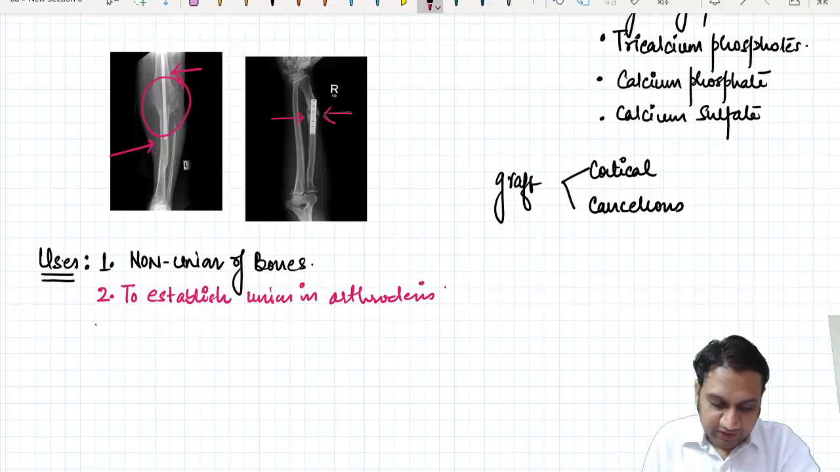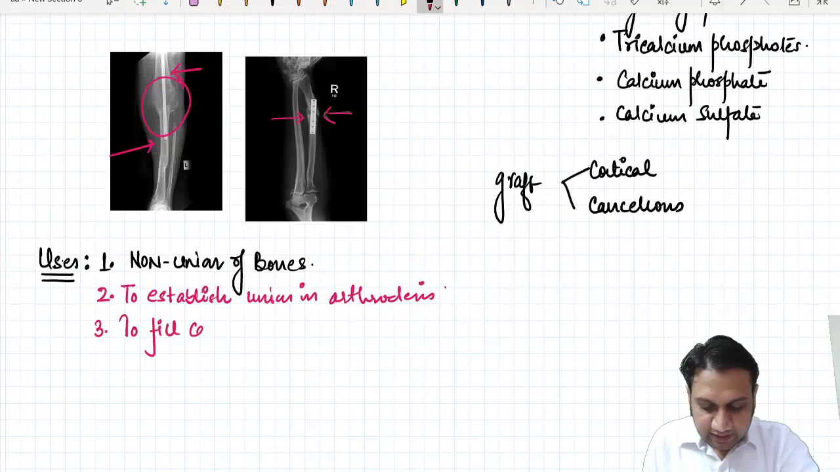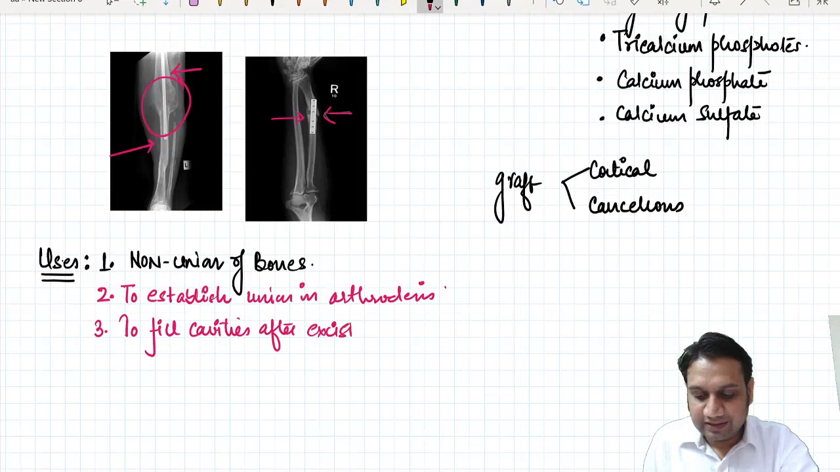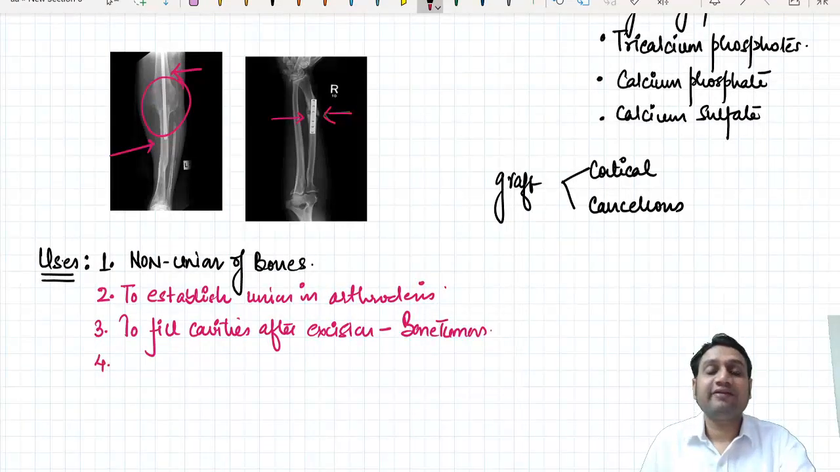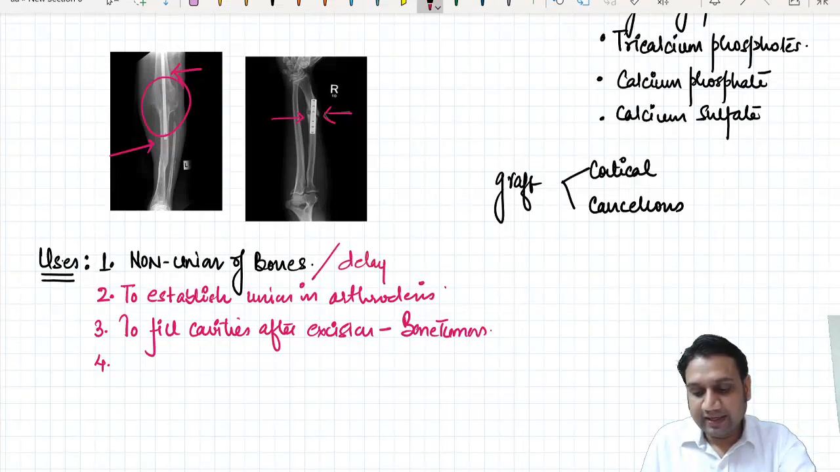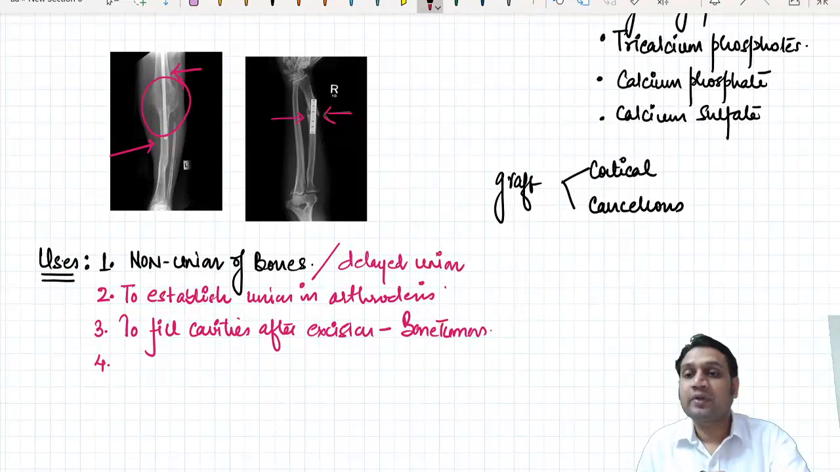Number three, it is to fill big cavities after excision, as when excision is done in cases of bone tumors, to fill the voids. I told you non-union of the bone, or you can also add delayed union. It is showing some union, but it is delayed, so we can add a bone graft.